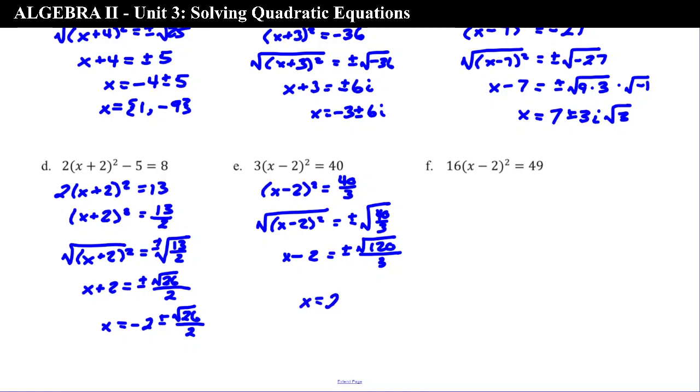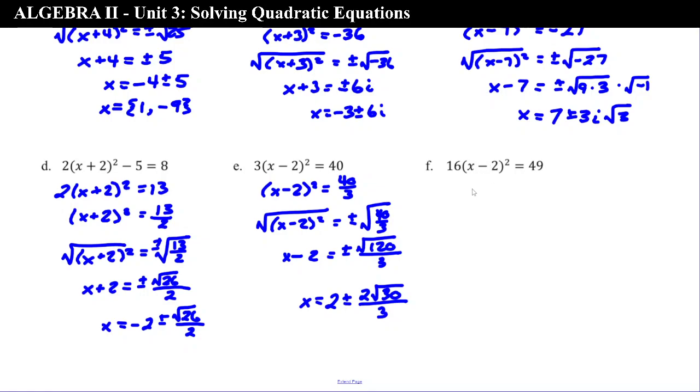So let's go ahead and add 2 to each side. Square root of 120, we know that 4 will go into 120 because 4 will go into 12. And when we take the square root of 4, that gives us 2. And that leaves us with 30 under the square root over 3. So our final answer is 2 plus or minus 2 square root of 30 over 3.